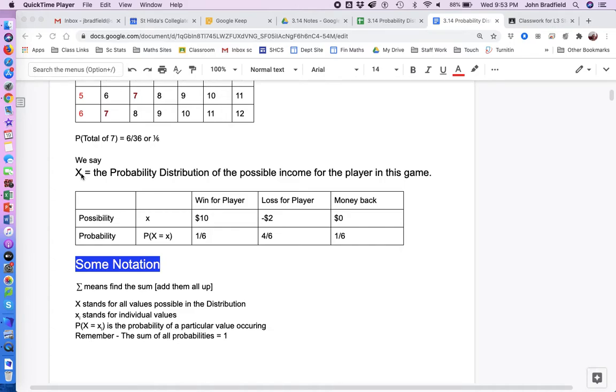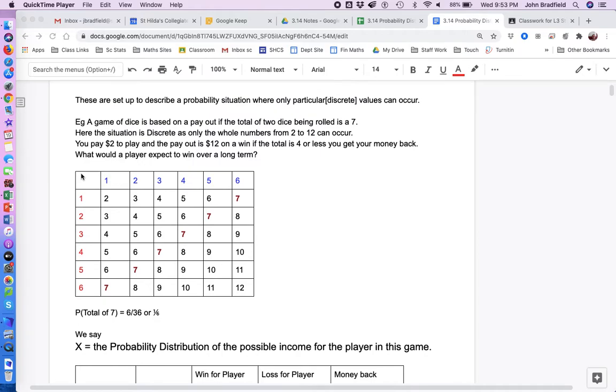Let's go back to the conditions of the game. You pay $2 to play. The payout is 12 if you win. If the total is 4 or less, you get your money back. Okay, so the probability of a total being 4 or less, there's 6 ways that can happen. Probability of winning, there's 6 ways that can happen out of 36.